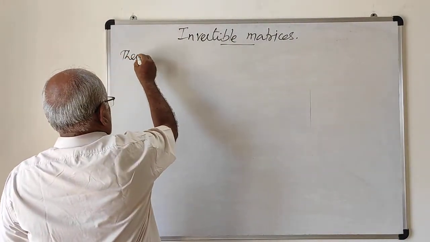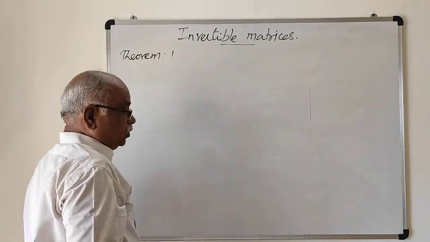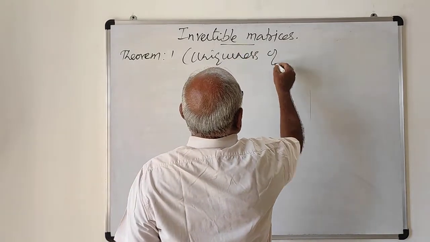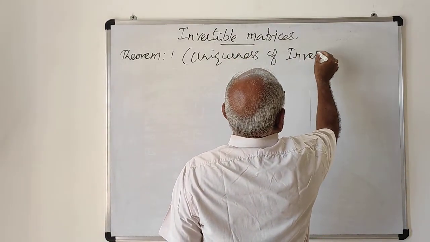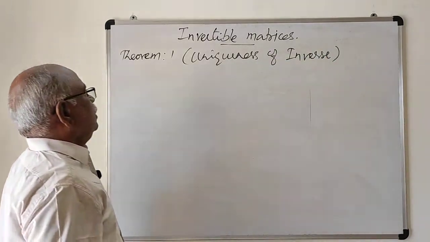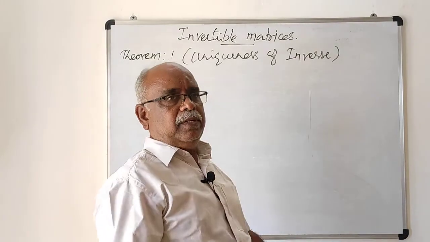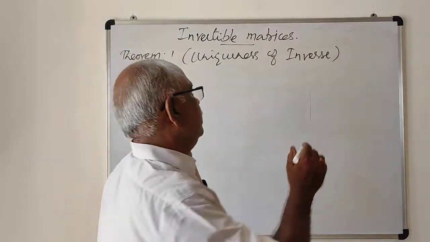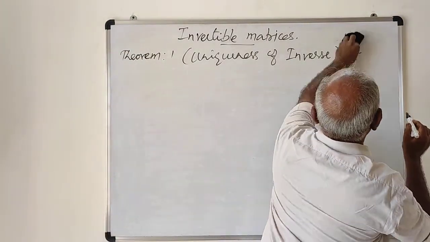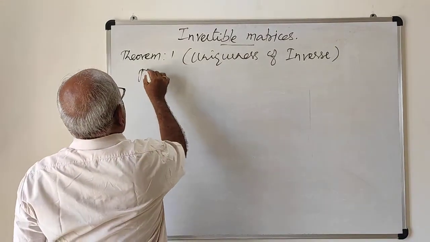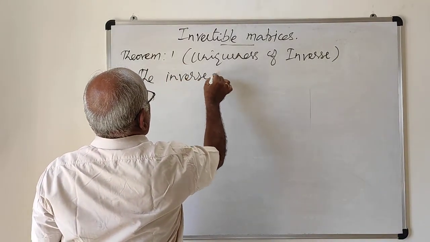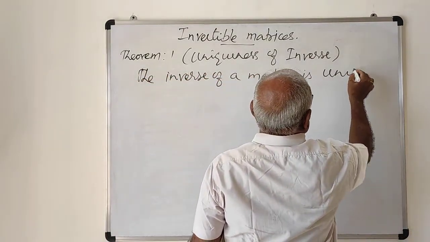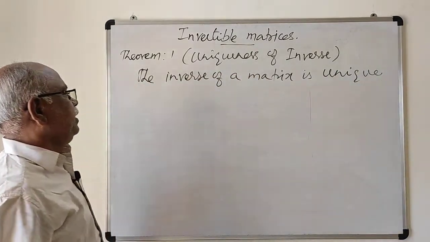Theorem 1: Uniqueness of the inverse of a matrix. That means the inverse of a matrix is unique. The theorem says that the inverse of a matrix is unique. That is the theorem.